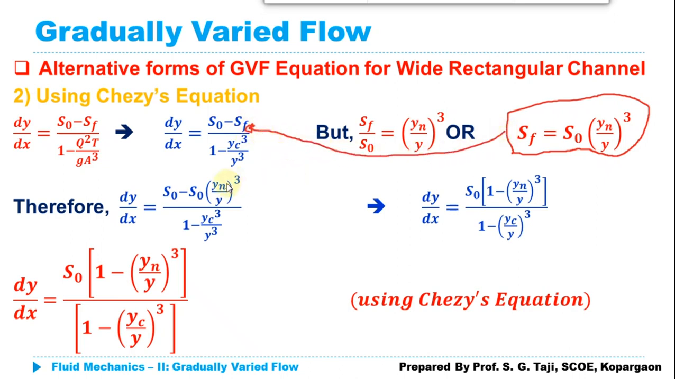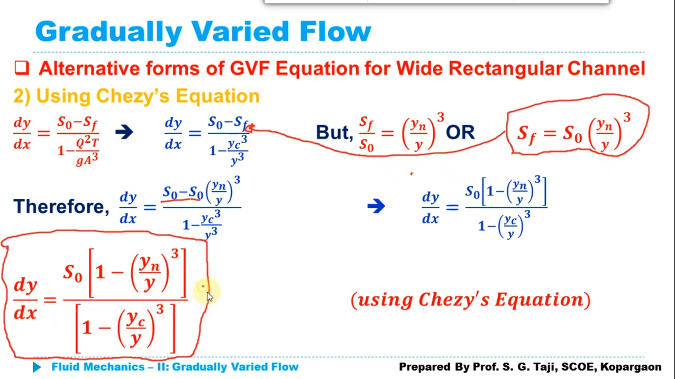What value are we getting here? By simply taking this S of 0 as common, as previously we have done, what equation are we getting here? dy upon dx is equal to S of 0 in bracket 1 minus Yn upon Y raised to 3 divided by 1 minus Yc upon Y whole cube. So this is the equation we are getting here.